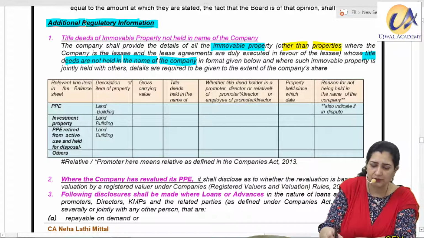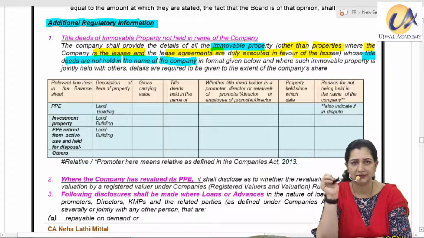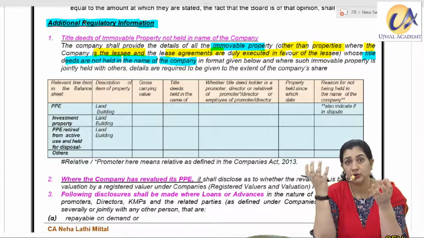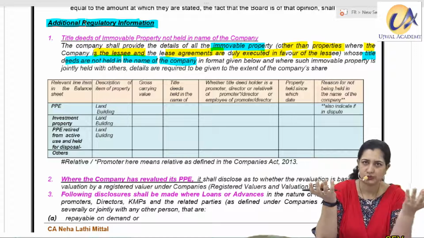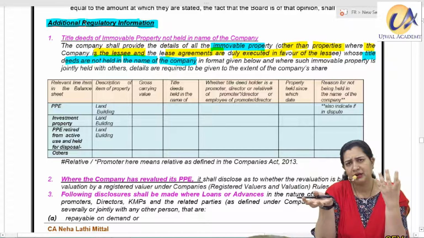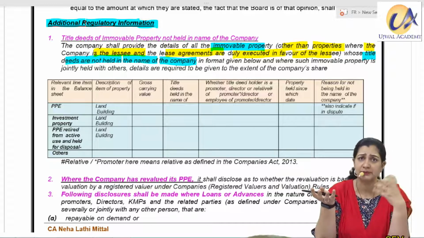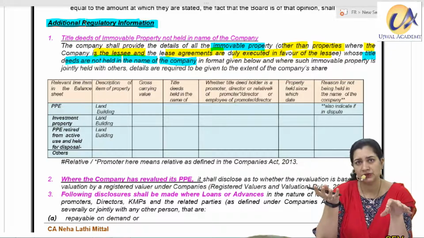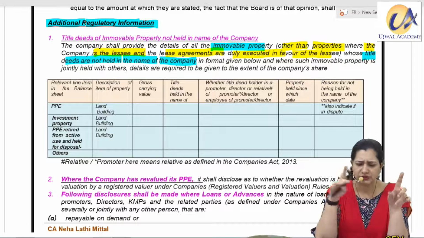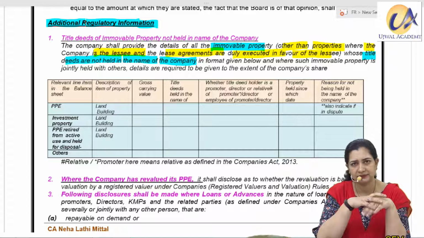It is other than the properties where the company is the lessee and the lease agreements are executed in favor of the lessee. See, when we talk about legal form, lessor is the one who is the owner of the asset and lessee is the one who has taken it to use. So the asset will be in the name of the lessor legally. But of course, Accounting Standard 19 talks about that if it's a finance lease, the lessee will show it in his books. But if the lessee is showing it in his books, he is not legally on paper the owner. So that we have not covered. We don't have to give that because it is other than those properties.